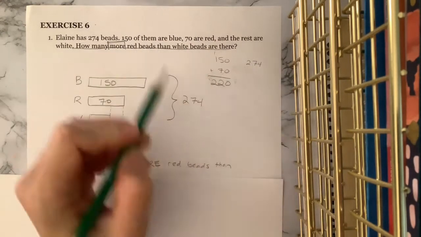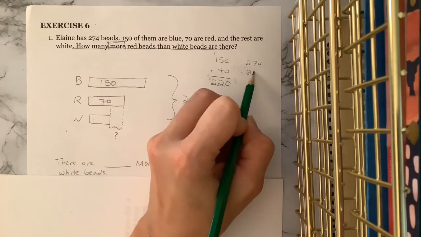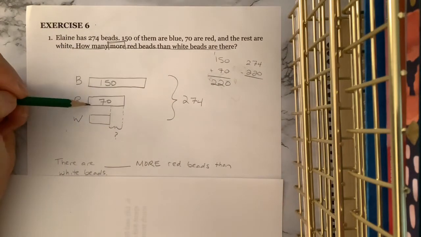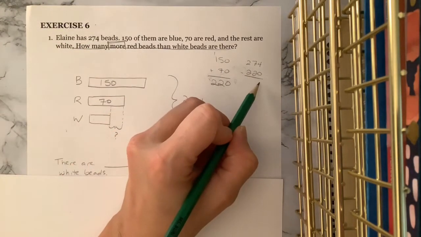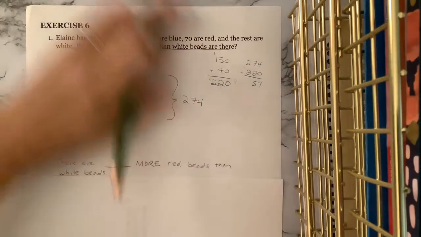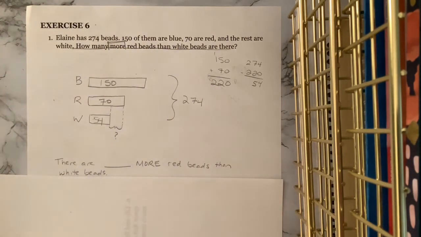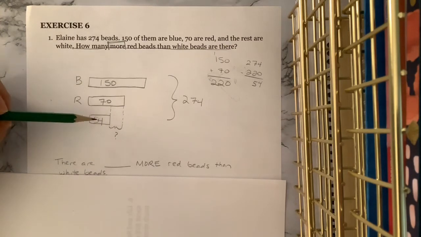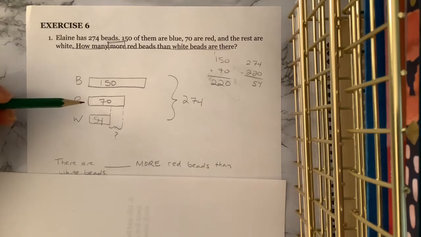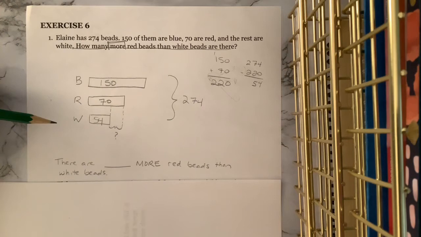The total is 274. We know that these parts add up to 220, so we subtract to find how many white beads there are. Do not be tricked, fifth graders, into thinking that there are 54 more. That is not our answer. There are 54 white beads. So now we know that there are 70 red beads, 54 white beads, and the question is how many more red beads than white beads are there?